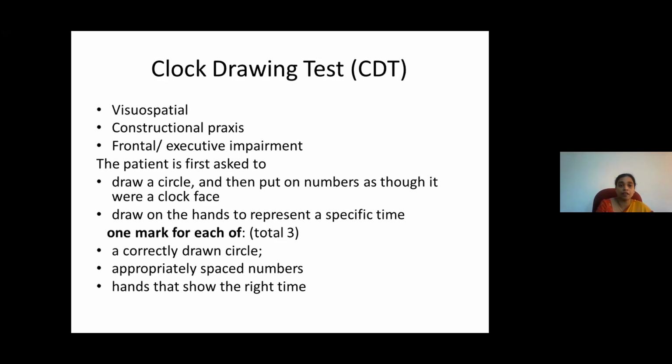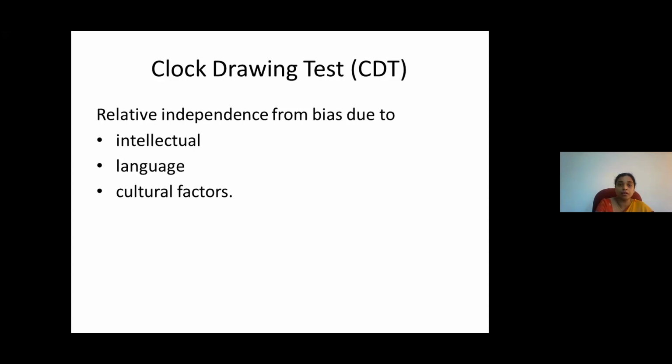Then we give 3 marks. So to say that the patient is less likely to have a cognitive impairment, they should score 3 out of 3. So it is independent of, as I said, intellectuality, the language they speak, and cultural ethnic factors. So a clock is very familiar to each and every nation.